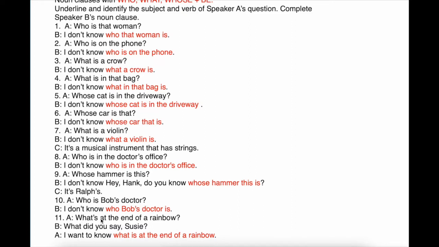Careful. What's at the end of a rainbow? Rainbow, gökkuşağı. What did you say, Susie? I don't know what is at the end of a rainbow, because here, what is the subject.